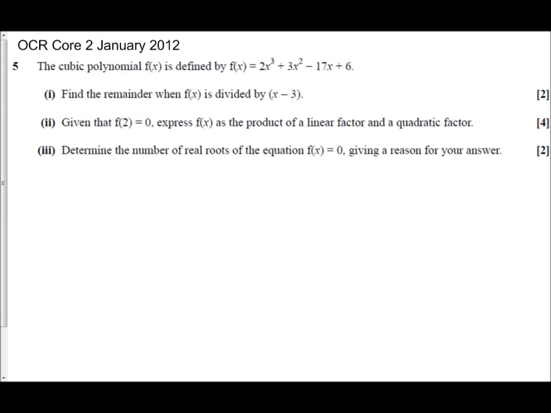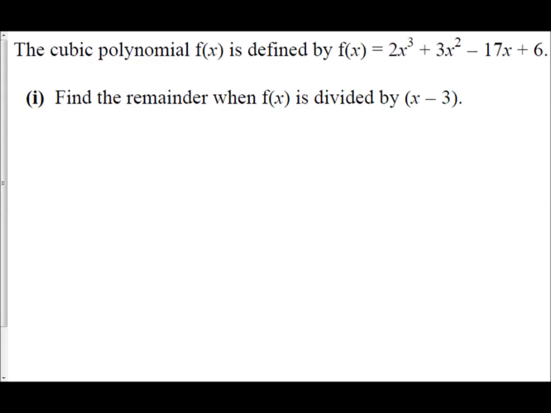This is an OCR Core 2 exam question from January 2012. It says the cubic polynomial f of x is defined by f of x equals 2x cubed plus 3x squared minus 17x plus 6. And part I says find the remainder when f of x is divided by x minus 3. Now this is much easier once you've done the remainder theorem, but I'm going to use division just to get some extra practice at it.